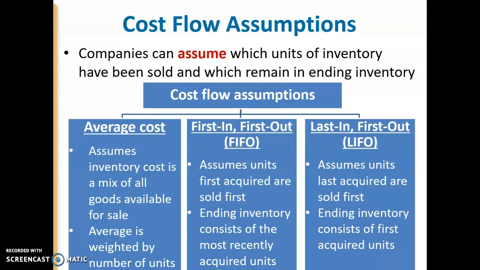We will practice. First in, first out, or FIFO, is the most common cost flow assumption used by companies in the United States, and that assumption assumes units first acquired are first sold. Therefore, ending inventory consists of the most recently acquired units. And last in, first out, or LIFO, assumes units last acquired are sold first, and ending inventory consists of the first units acquired.